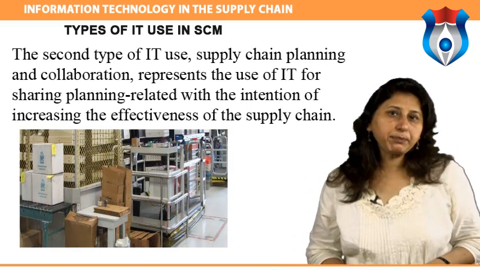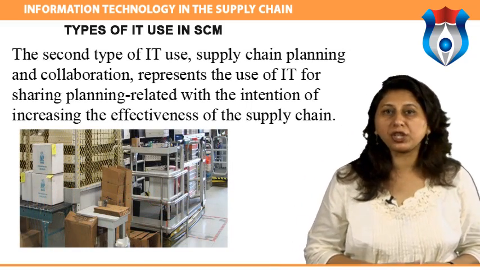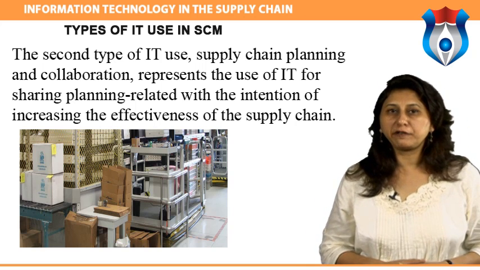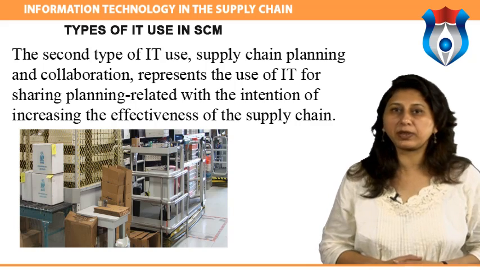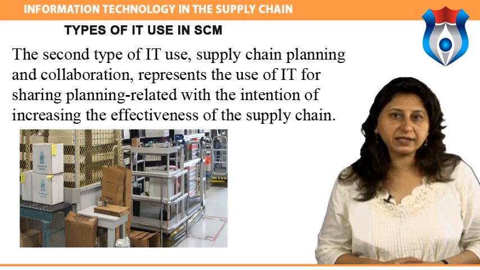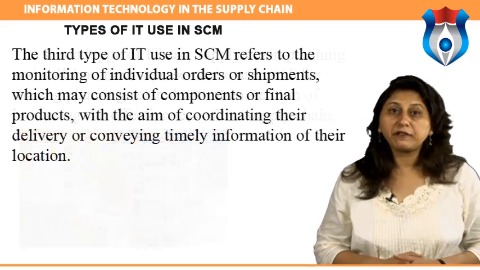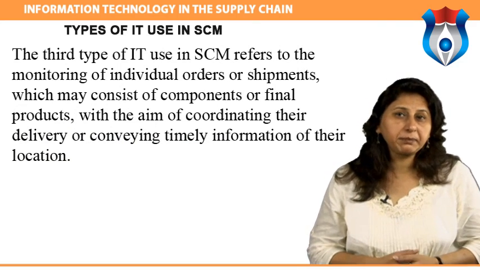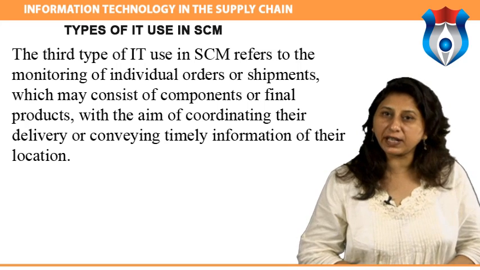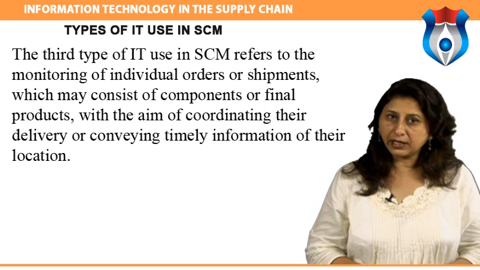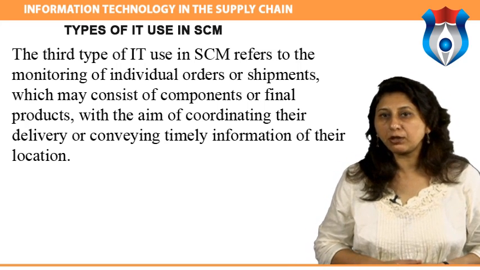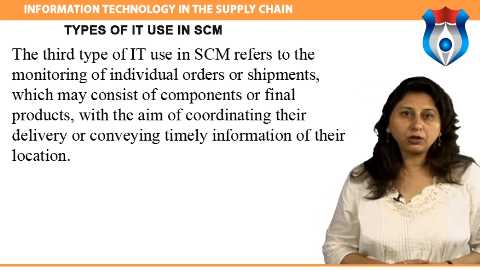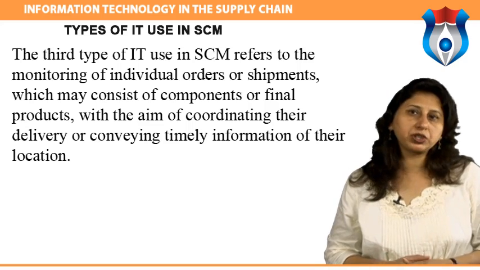The second type of IT use, supply chain planning and collaboration, represents the use of IT for sharing planning related information with the intention of increasing the effectiveness of the supply chain. Finally, the third type of IT use in SCM refers to the monitoring of individual orders or shipments, which may consist of components or final products, with the aim of coordinating their delivery or conveying timely information of their location.